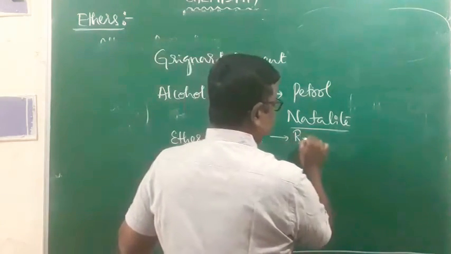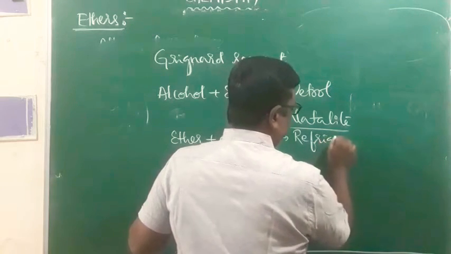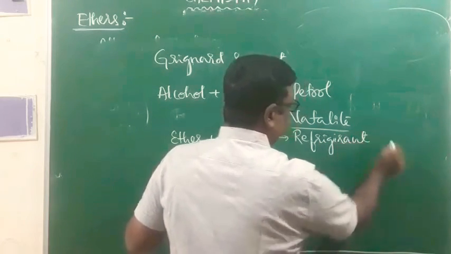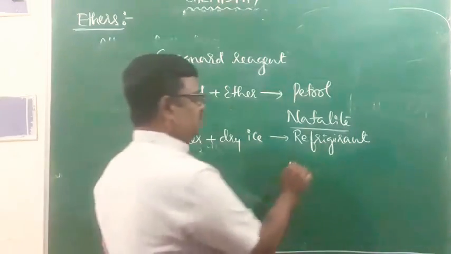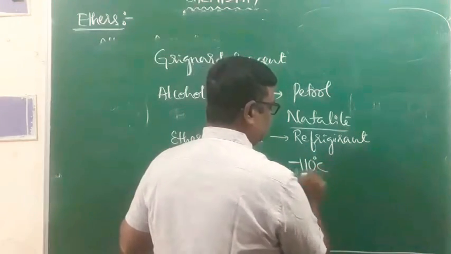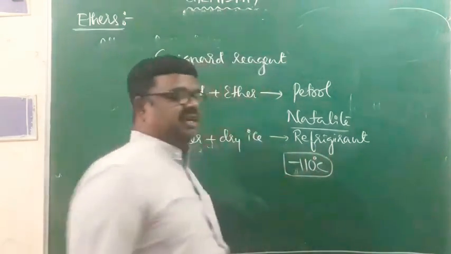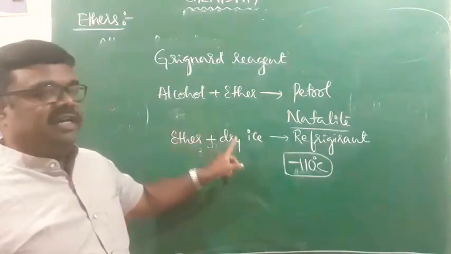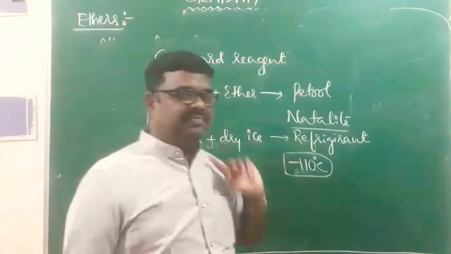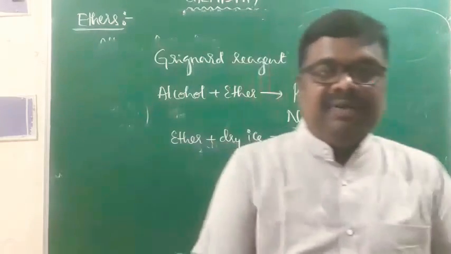Ether is used as a refrigerant in order to produce very low temperatures of minus 110 degrees Celsius. That much low temperature can be achieved if a mixture of ether and dry ice is used as the refrigerant. So these are some applications of ether.